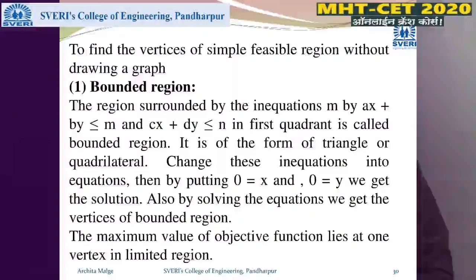Now find the vertices of a simple feasible region without drawing a graph. First, the bounded region. So what is the bounded region? If you take any two constraints and draw the lines on the xy plane, then we get a particular region by those two constraints. That region is bounded by those two constraints or inequations, and it is known as a bounded region.